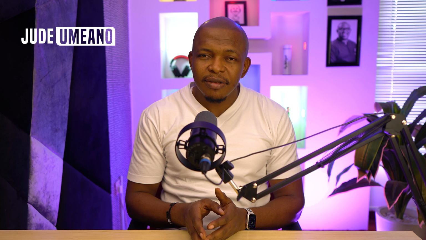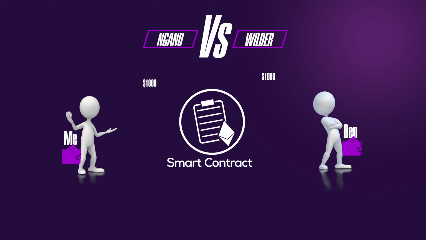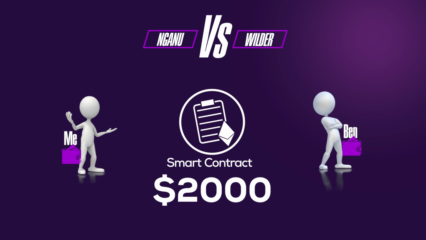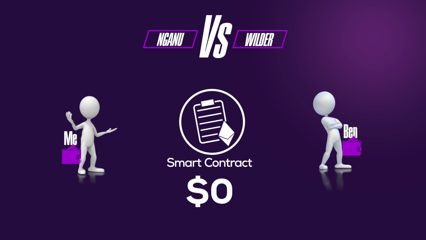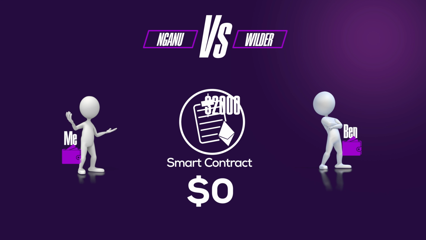We write a contract and deploy it on Ethereum. Then send our $1,000 each to the contract. This contract will execute automatically when the conditions are met. If Ngannou wins, it will send $2,000 to my wallet. If Wilder wins, it will send $2,000 to Ben's wallet. And if the match is a tie, it will return our initial $1,000 to each of our wallets.